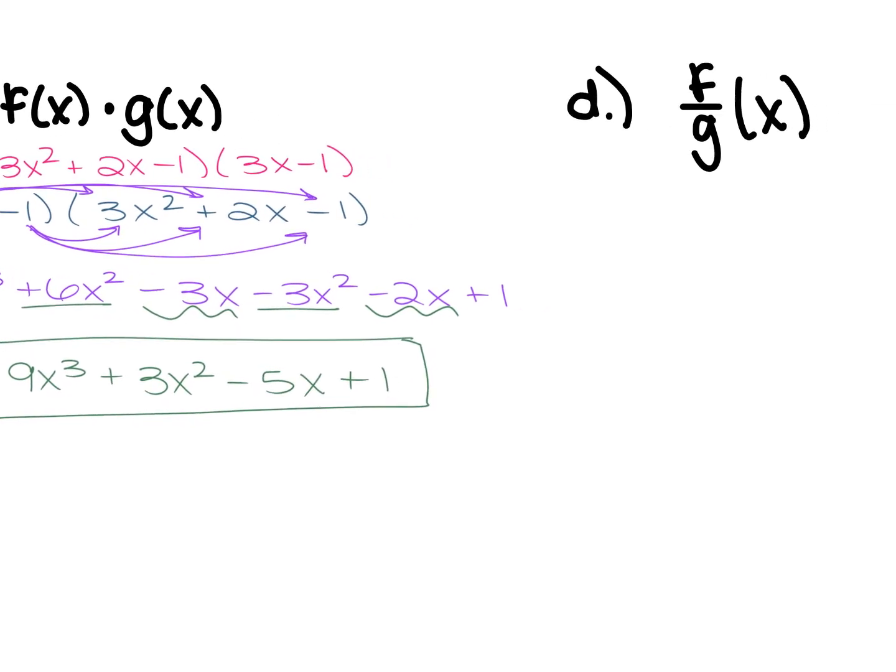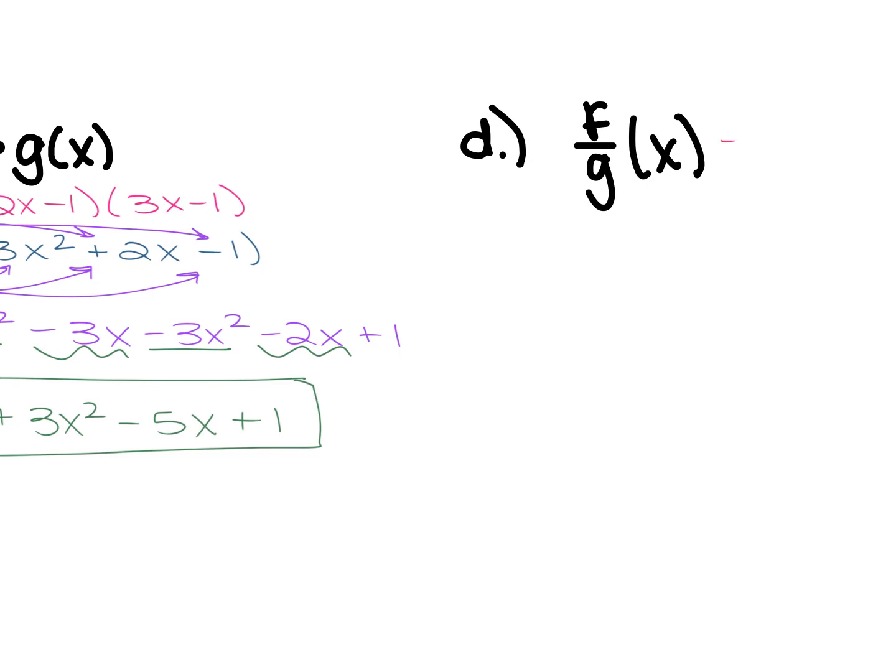For example D, we have f divided by g of x. So this just means we're going to take f of x, put it over g of x, and then simplify if we can. So we said that f of x was the 3x squared plus 2x minus 1. G of x, we said, is 3x minus 1.